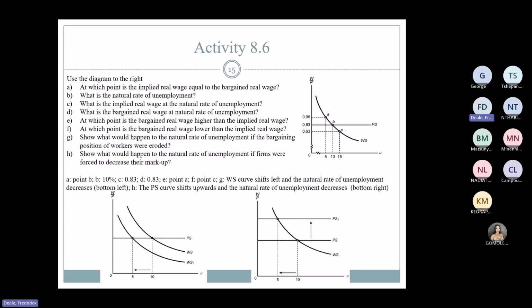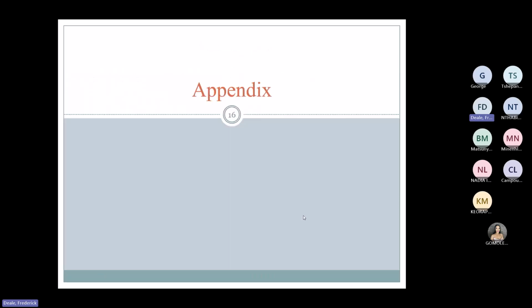But if firms were forced to decrease their markup, that means the price setting relationship shifts upwards, right? Because we said there's a negative relationship between the markup and the real wage implied. So if you decrease your markup, the curve shifts up. In our previous examples, we had the opposite of that, but this is what happens if you decrease your markup, right? So PS shifts up. That also then means the natural rate of unemployment goes down. So that's shown on this chart here on the bottom right. I hope that all makes sense.